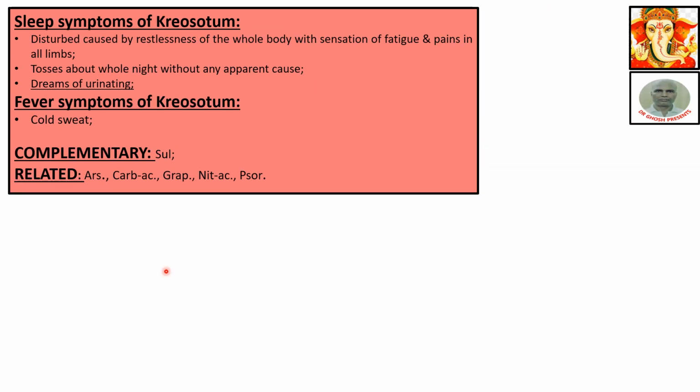Sleep symptoms of Kreosotum: disturbed, caused by restlessness of the whole body with sensation of fatigue and pain in all limbs. Tosses about whole night without any apparent cause. Dreams of urinating. Dreams of urinating is a very, very important symptom. If you are confirmed by the reporting of your patient that this symptom is there, you directly go to Kreosotum. No need of other symptom. Such an important symptom it is.